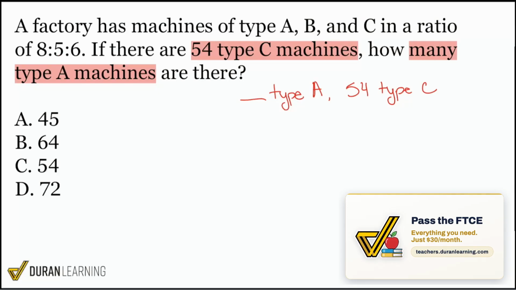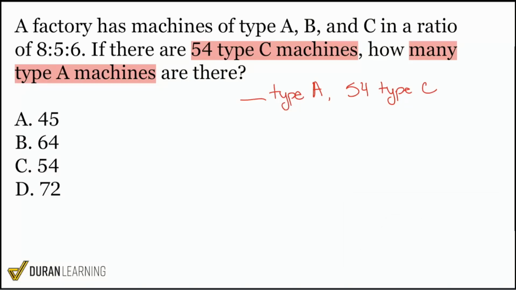Now remember, everybody, to make a proper proportion, you need 2 comparisons between the same 2 things. In this case, A and C is the comparison that we want. Because of that, everybody, which of these numbers are we going to exclude or not include? Which of these numbers are we going to not care about? The 5, exactly. When we take a look at this, we have type A, B, and C. So B is in the middle. 8, 5, and 6. 5 was in the middle. We don't care about type B here.